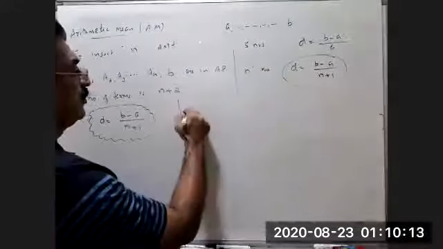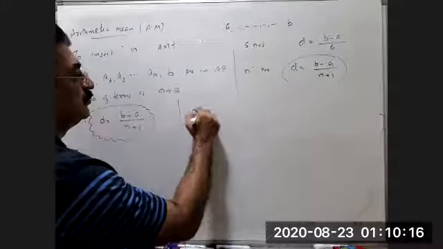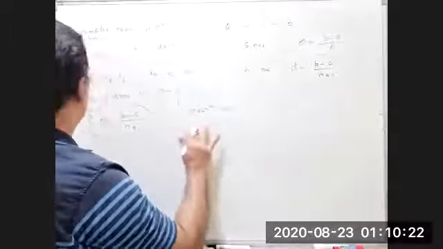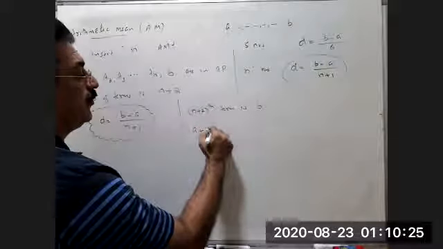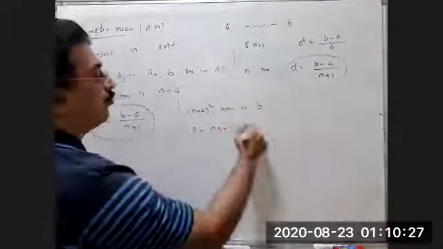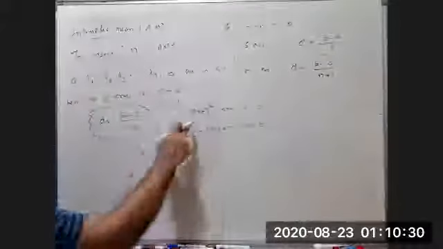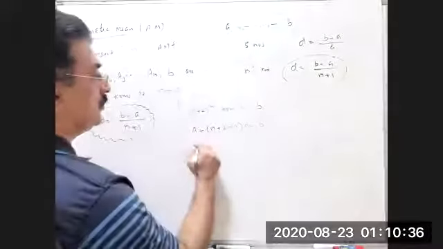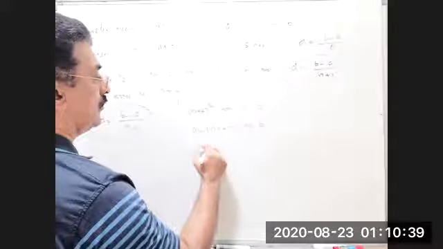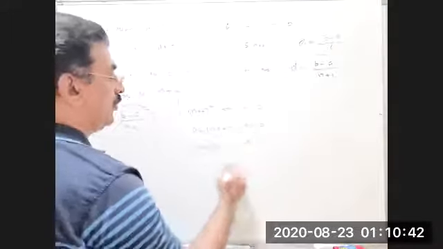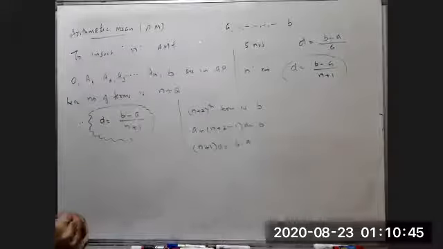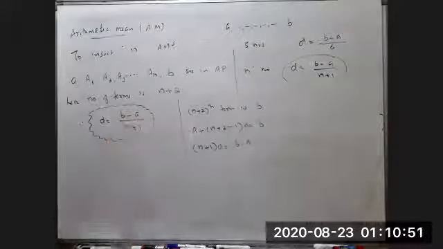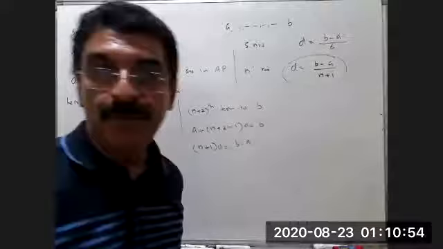Again, the n plus 2th term is b. So a plus (n plus 2 minus 1) into d is b. This is how we are getting it. This is n plus 1 d is b minus a. So d is b minus a by n plus 1. That's enough. So remember this d, fine. This is how we are getting it.